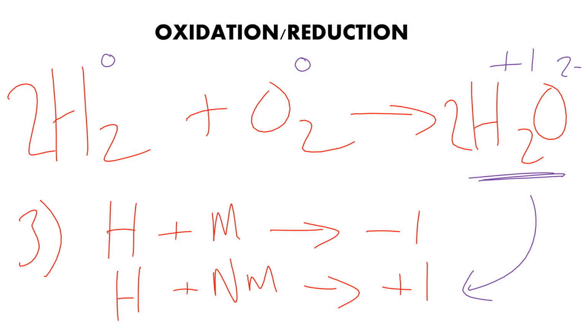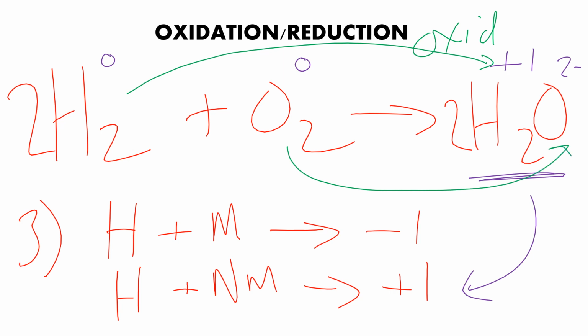So what's going on here? Hydrogen has gone from 0 to +1. It's been oxidized. Oxygen has gone from 0 to -2. It's been reduced. So the 2 half reactions can be written out separately, adding electrons to give you, when you add them up, the overall balanced equation.